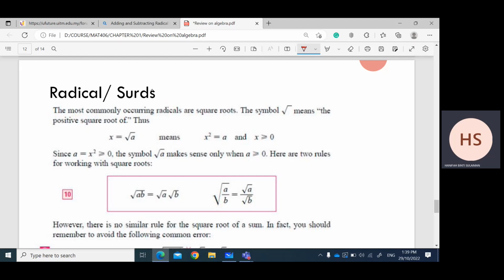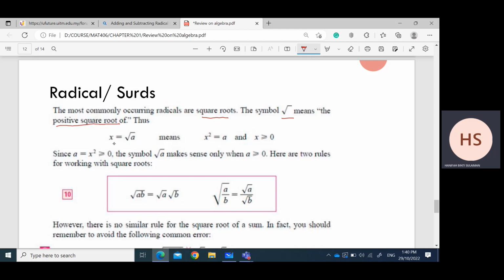Alright, so in this video, we will discuss radicals, or surds. Okay, right, so look at these notes. The most commonly occurring radicals are square roots. So the symbol of a radical is this one. It means the positive square root of.